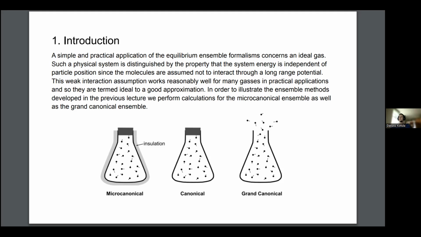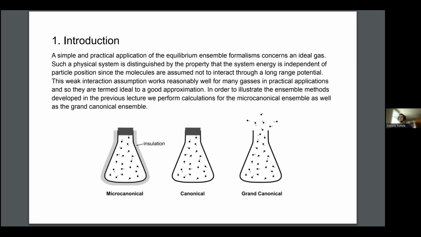A system in which no collisions occur has almost the same energy as the realistic case in which collisions do occur. This weak interaction assumption works reasonably well for many gases in practical applications, and so they are termed ideal to a good approximation. Some brief remarks on deviations from this will be made at the end of the lecture. In order to illustrate the ensemble methods developed in the previous lecture, we perform calculations for the microcanonical ensemble as well as the grand canonical ensemble.